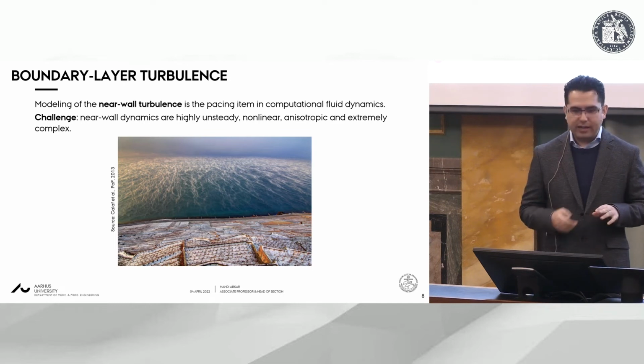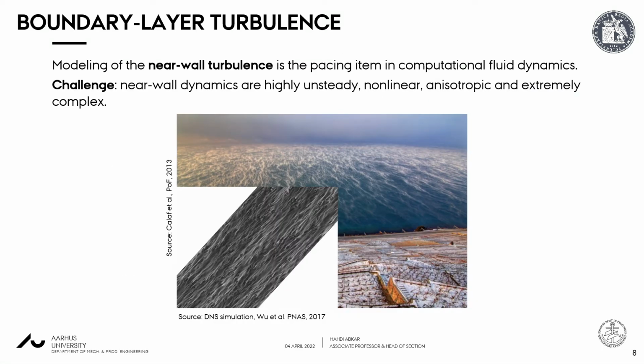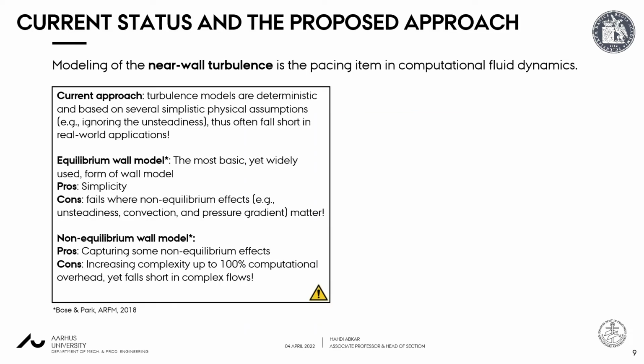And here, I show you another picture. This comes from a high-fidelity numerical simulation. They are completely different scales, but you can see a similar pattern here. So as I said, the idea here is, can we come up with an accurate model to predict and solve these complex systems? But before that, I want to say what the current status is and what I'm proposing in this project. So, as I said before, turbulence is highly unsteady, nonlinear, multi-scale, high-dimensional, and very complex.